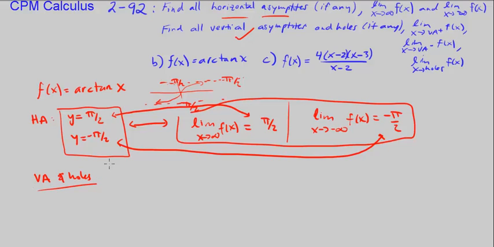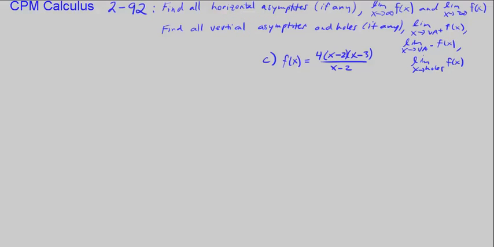Well, what are they? Looking at our function, does arctan have any vertical asymptotes or holes? Nope, none. So none exist, so we don't need to do any of this, because this is just asking to find the limit as x approaches our vertical asymptotes and our holes, so we're done. Okay, so that's part B.